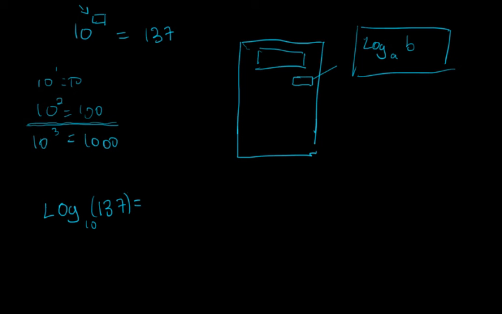So I hope you've tried it out, and I'm going to do it myself. Log to the base of 10 of 137 is 2.1367 and so on. I'm just going to round this off to 2.137. So I know now that if I put 10 to the power 2.137, it should give me a number close to 137. Now I'm going to try it out, raising it to the power 2.137.